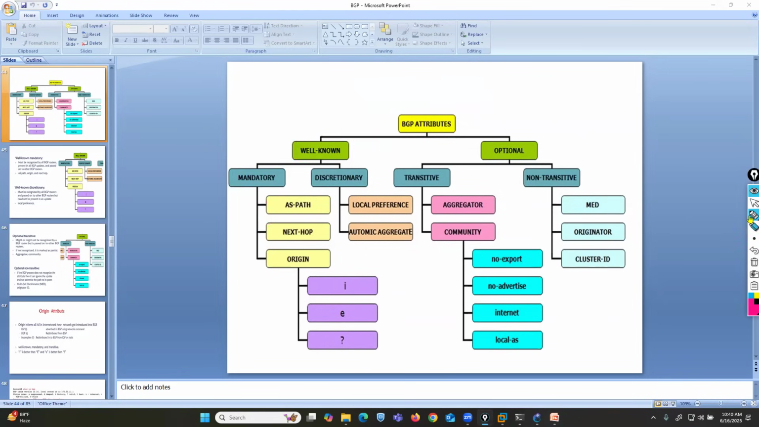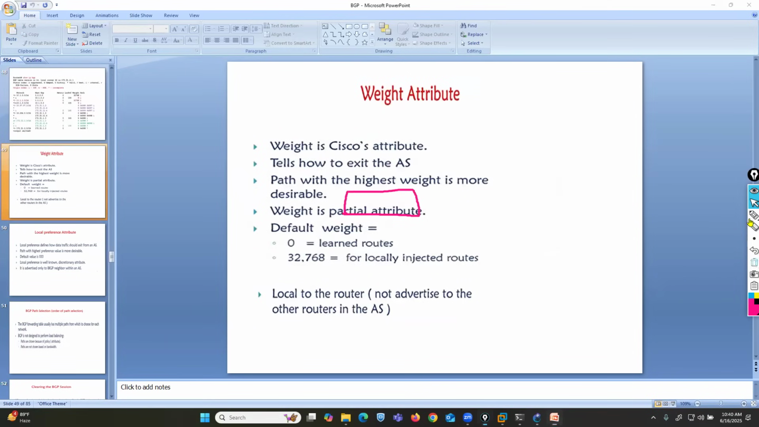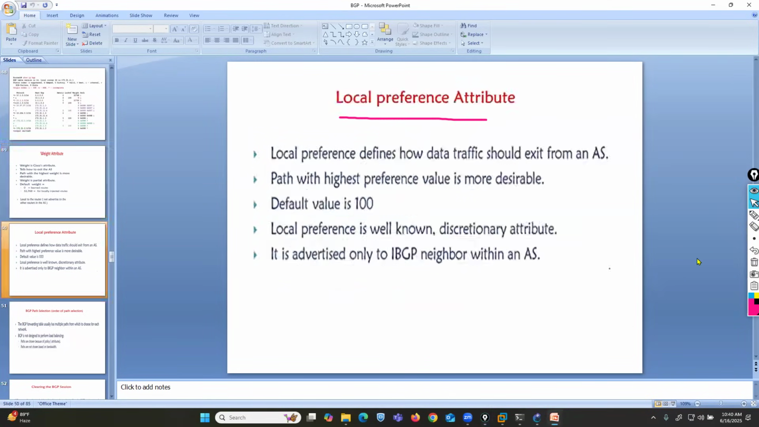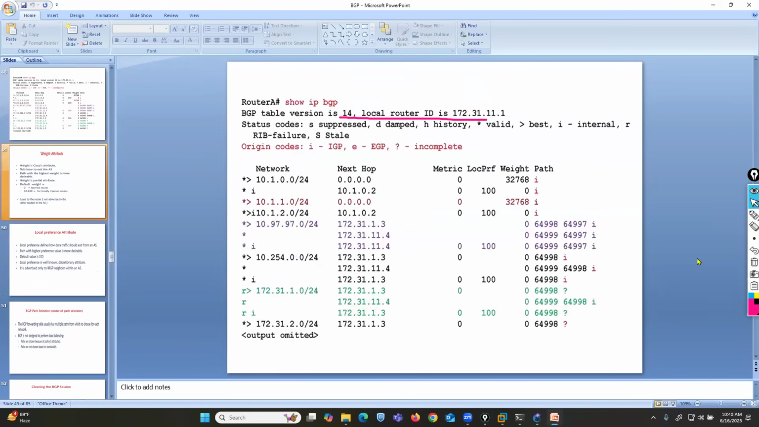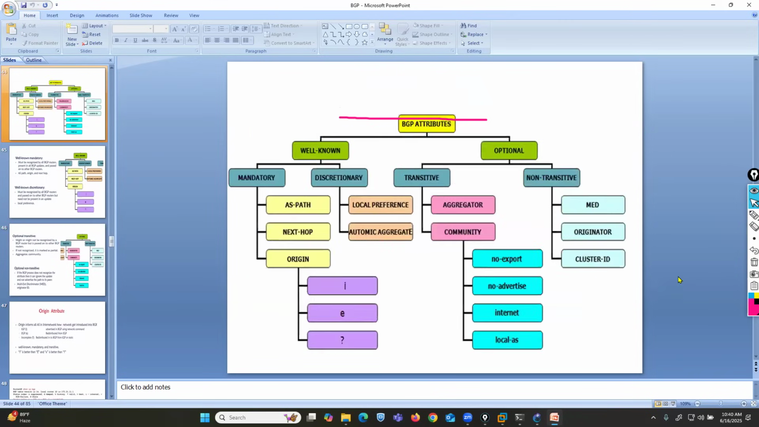So today we'll focus on our next BGP attributes: local preference, and we can discuss the weight attribute. These are the topics for today, weight attribute and local preference. These two options we can discuss. If you check here, local preference is a part of BGP discretionary attributes.